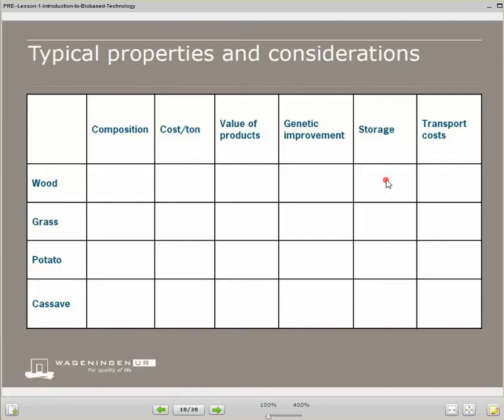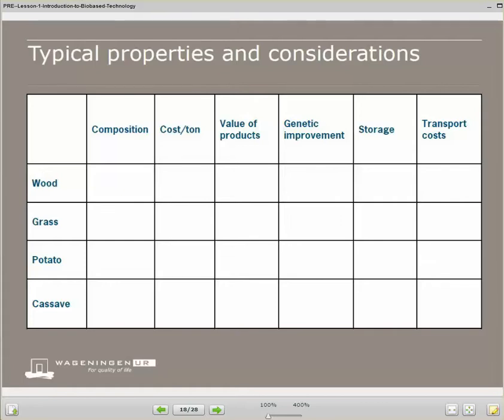Storage, how easy is it to store wood? I'll give you a hint, it's pretty easy to store wood. And the transport costs per ton, let's say. Okay, I'm going to give you guys 10 minutes to think about it, and when we come back, we'll continue. And I've already filled this in, so we'll see how close your ideas come to how I filled it in.